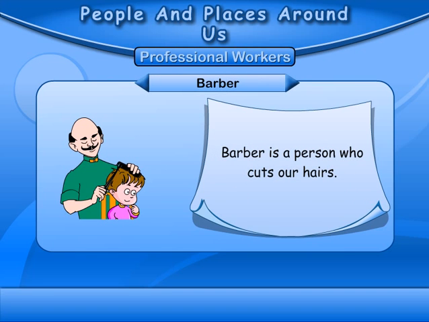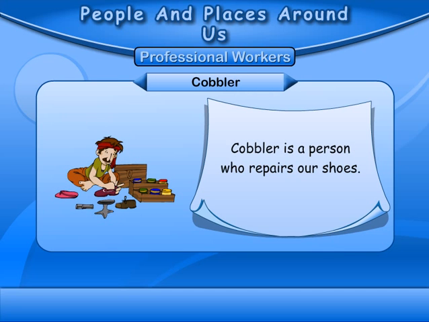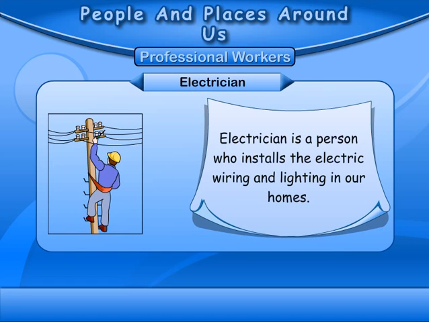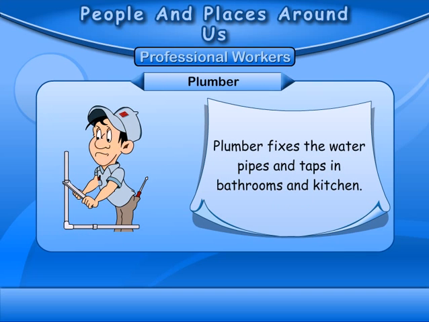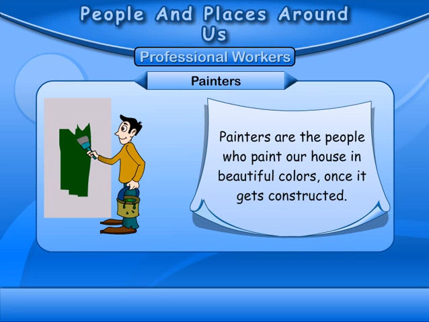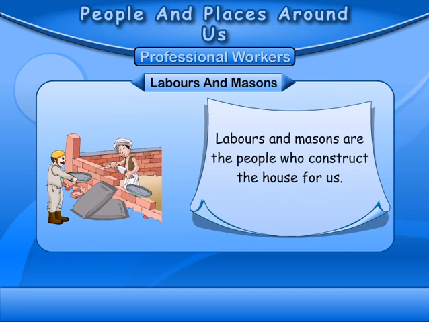Barber is a person who cuts our hair. Cobbler is a person who repairs our shoes. Electrician is a person who installs the electric wiring and lighting in our homes. Plumber fixes the water pipes and taps in bathrooms and kitchens. Painters are the people who paint our houses in beautiful colors once it gets constructed. Laborers and masons are the people who construct the house for us.